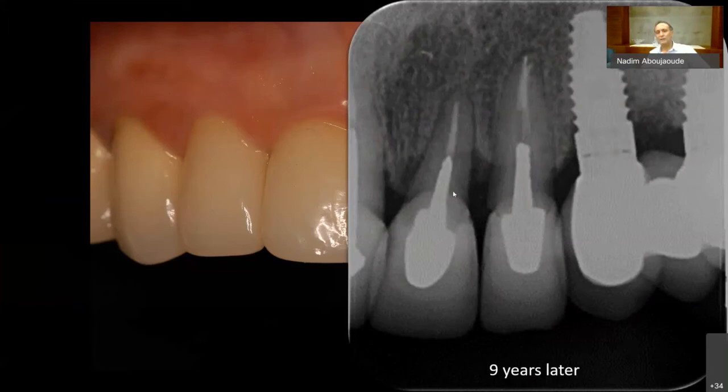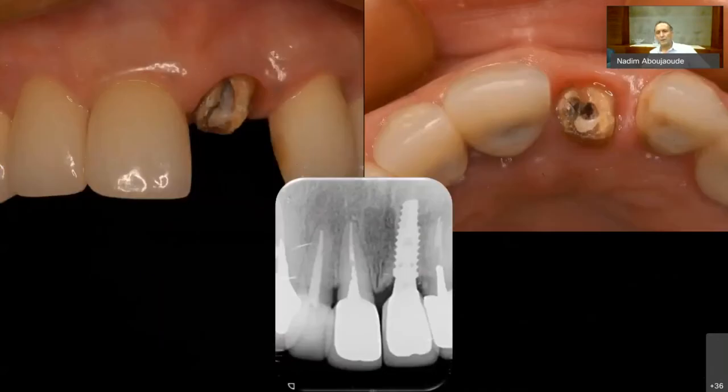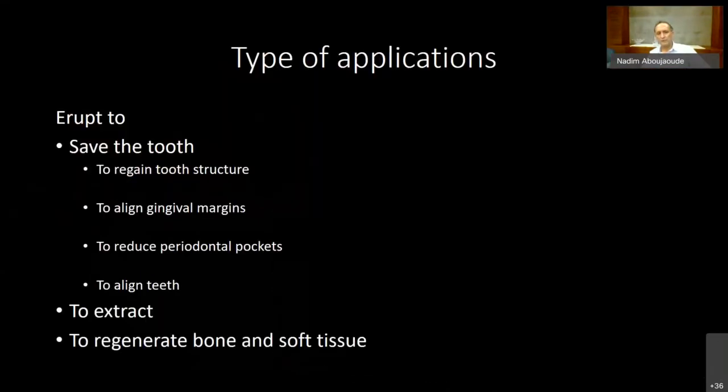9 years later, this central incisor suffered a fracture. It's time now to replace it with an implant. What did we gain? We gained a ferrule effect. We gained time before implant placement, and we saved the remaining tooth for 9 years. Now with this peri-implantitis, I'd rather save the tooth as long as I can before going into implant placement. And then we placed the implant when the fracture happened, and she was happy with the result.